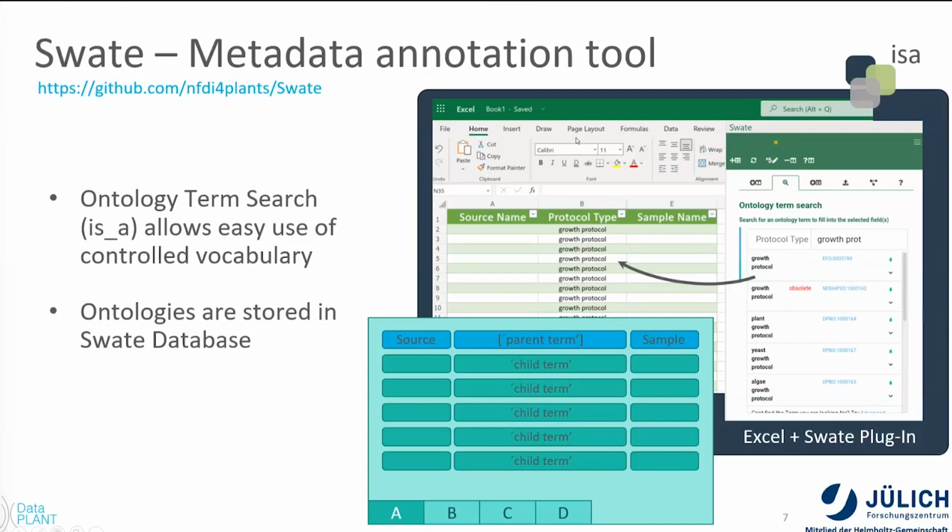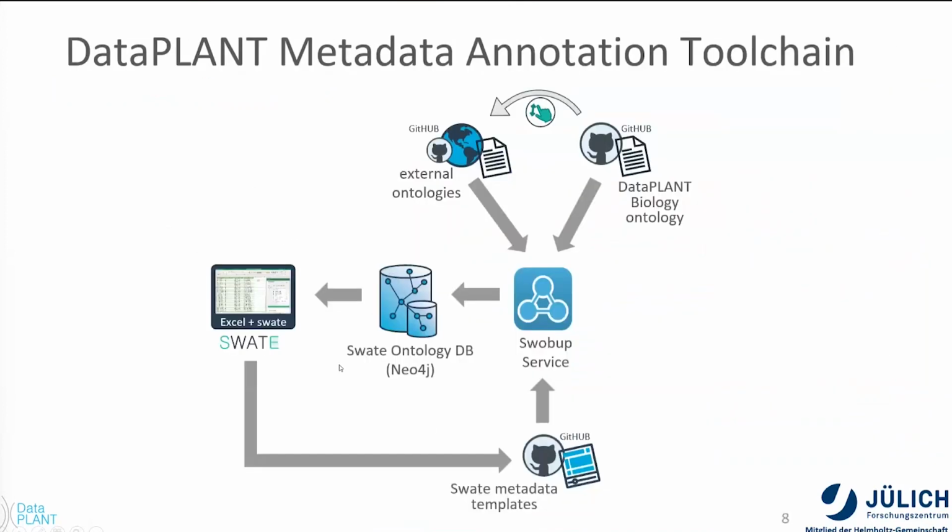So all the different ontologies that can be used via the Swate annotation tool are stored in the so-called Swate database. And this is part of a broader DataPLANT metadata annotation toolchain, as we call it, which you can see here, how everything interacts with each other.